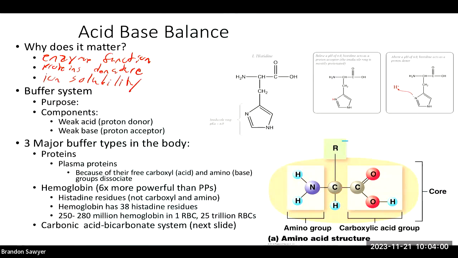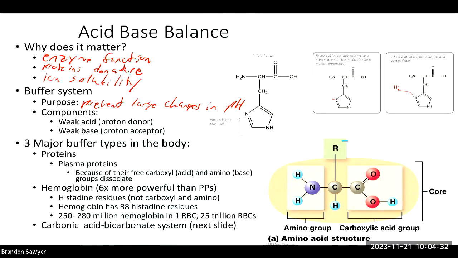Okay. So we got a few major buffer systems in the body, right? The purpose of these is just to prevent large changes in pH, right? We're allowed to have small fluctuations either direction, and then that buffering system helps us pull that back. Okay, but all buffering systems have these 2 components, a weak acid and a weak base, right? We're just looking at that with the bicarbonate one, okay?